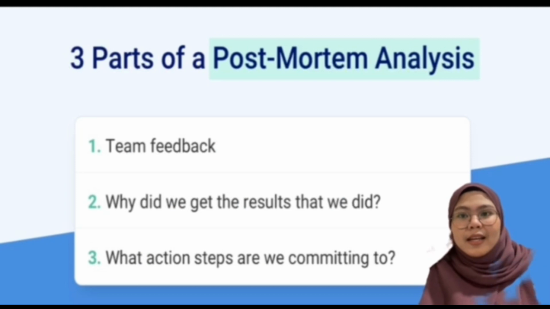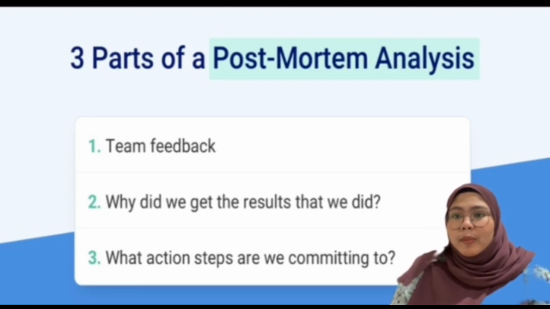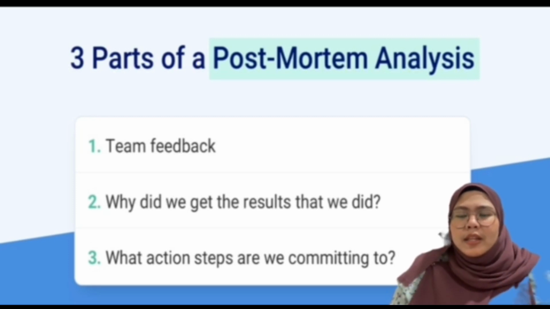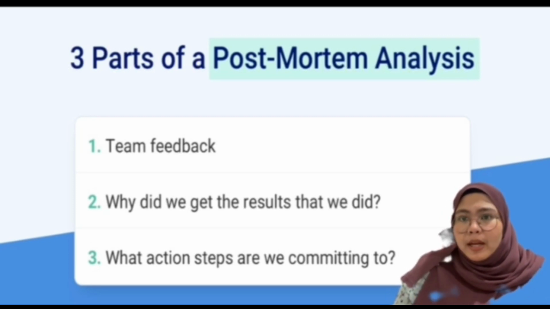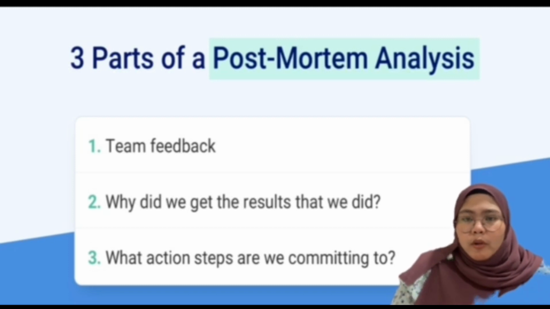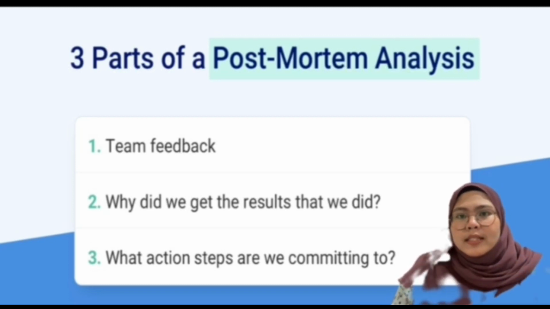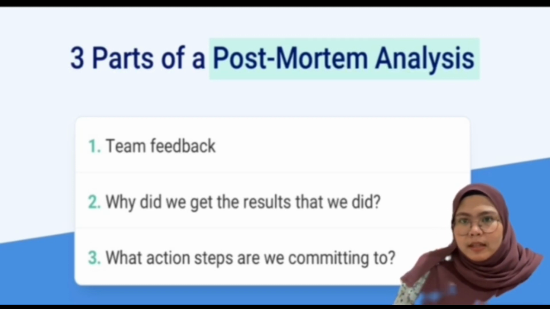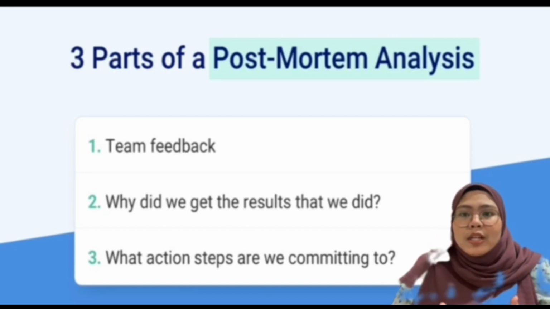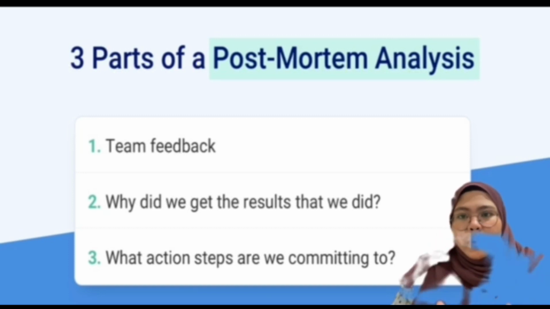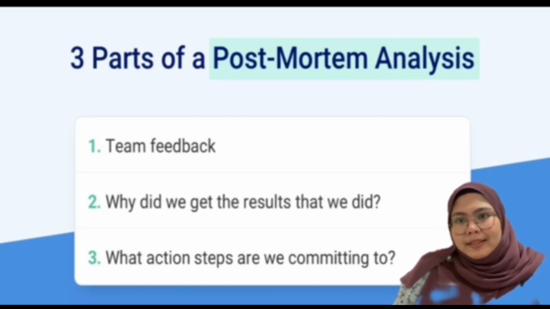As you can see here, these are the important parts of postmortem analysis. The first one is the team feedback. In this session, the team members have to give their own feedback for the event, either a good one or vice versa. The second one is what we have done to get the result. If the result is good and worthy, we have to keep the momentum for the next event. And the last one is the action step that we are committing to, which includes the improvements that should be done.